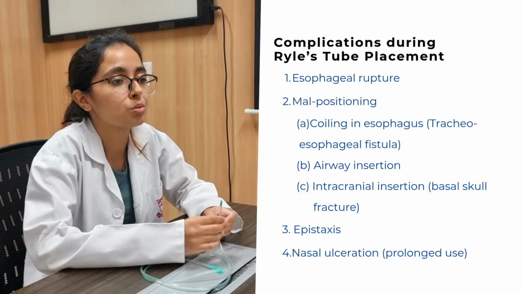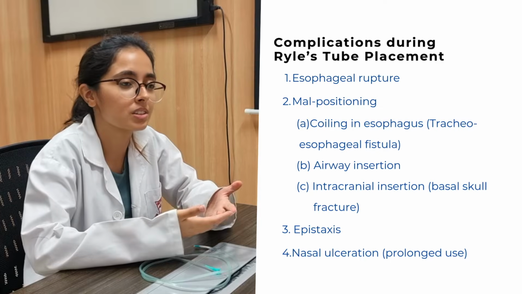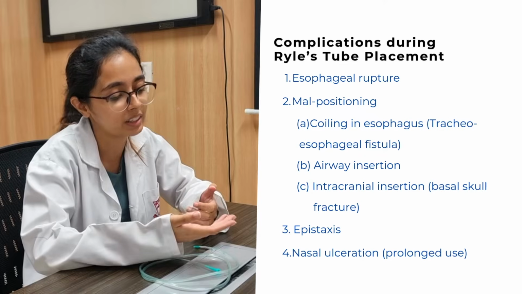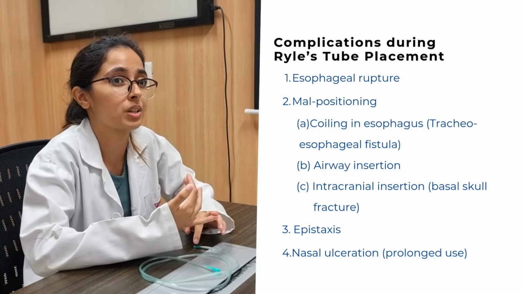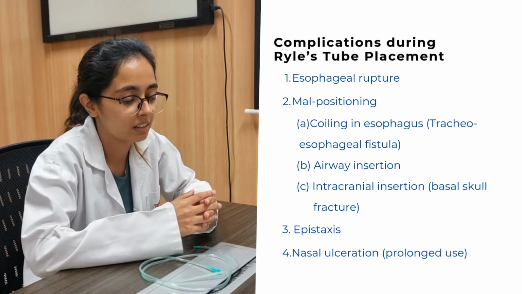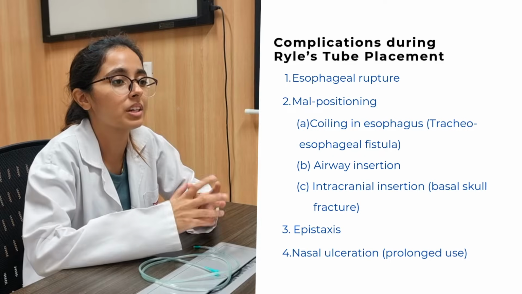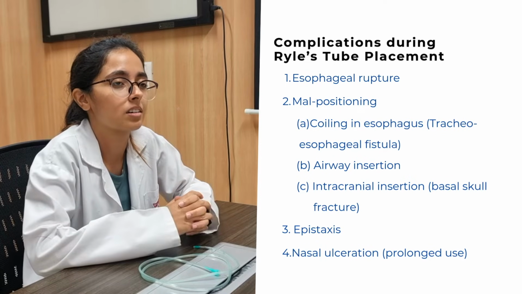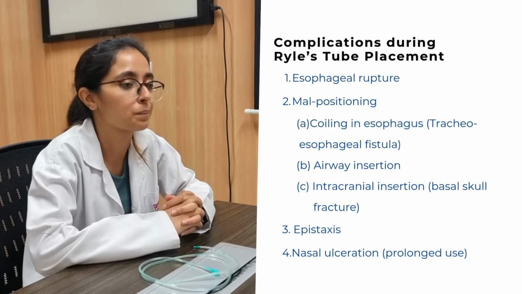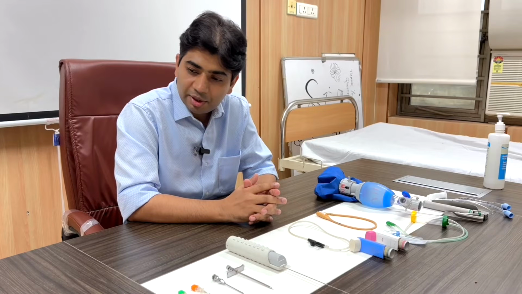Sir, a Ryle's tube can cause esophageal rupture, and there may be malpositioning also in some cases. For instance, if there is a tracheoesophageal fistula, then there can be coiling in the esophagus. There can be a possibility of airway insertion, and if there is a basal skull fracture, then there may be an intracranial insertion. Other than that, there can be epistaxis, and on prolonged use, we may also have patients with nasal ulceration.